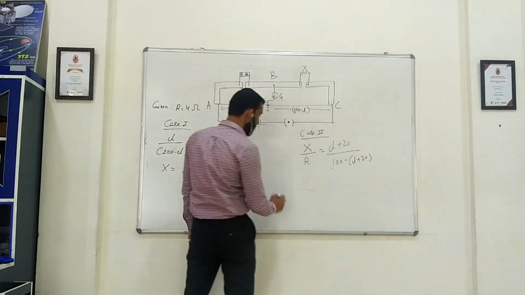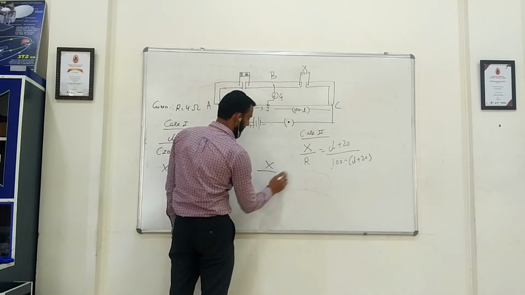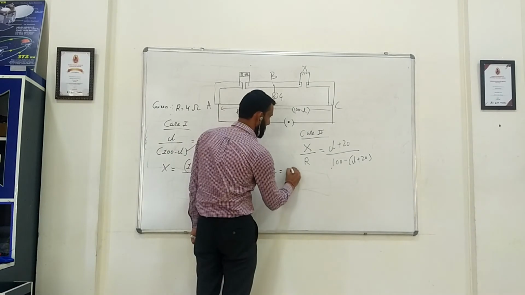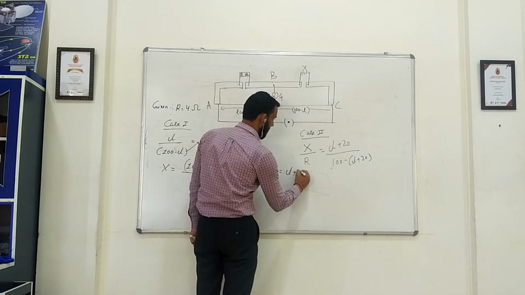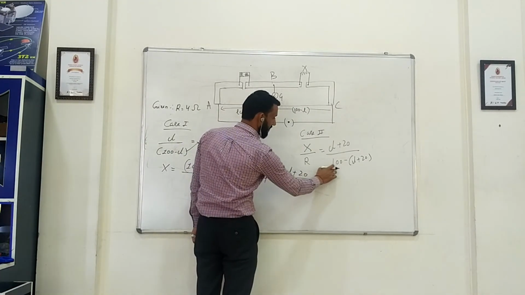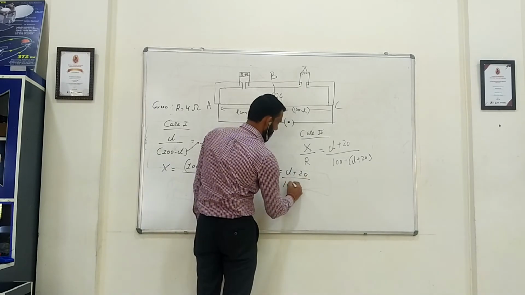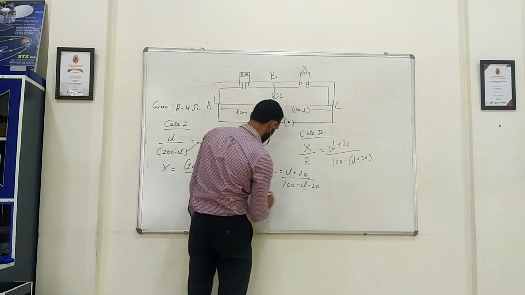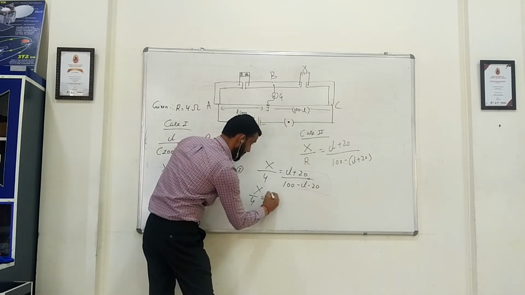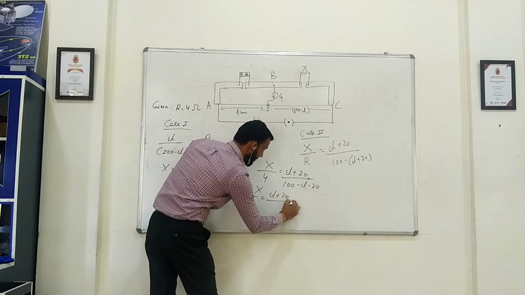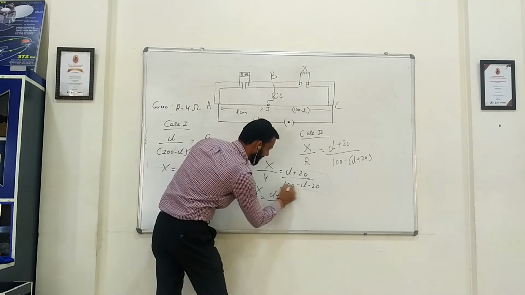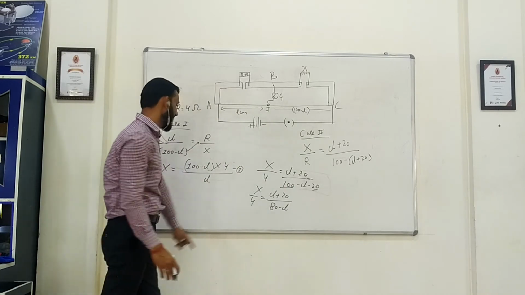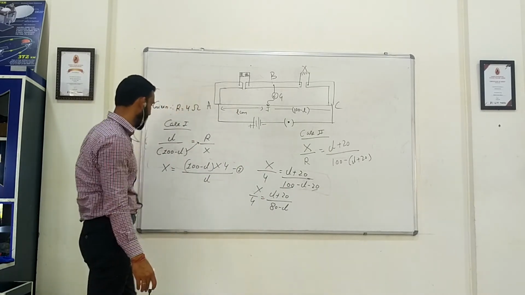Now X upon R, we know R is 4, equals L plus 20 upon 100 minus L minus 20. So X upon 4 equals L plus 20 upon 80 minus L. From here, what will be the value of X?